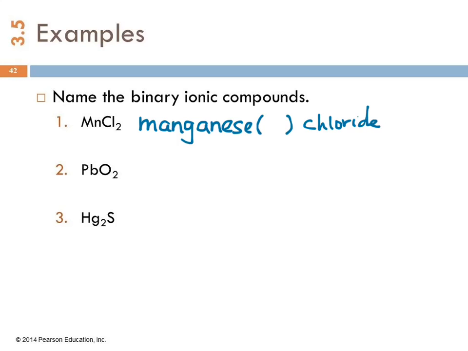Now we have to figure out the charge. What's the charge on the chloride? -1. And there's 2 of those, right? So the total charge on the anions is -2, and there's 1 cation, so it must be +2. So Roman numeral 2.